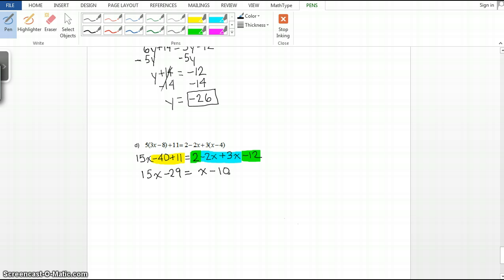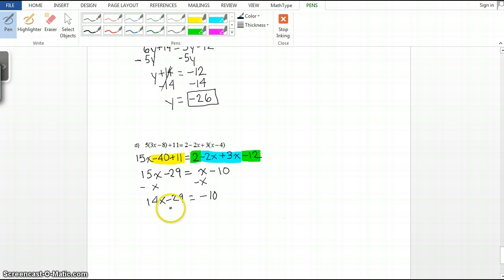Alright, now, we're kind of in the same boat that we were in that previous example. Variable term, constant term, variable term, constant term. So what you want to do is move your variables to one side, and it doesn't matter which side you want to move those variables to. Makes no difference. I'll move it to the left-hand side, so 15x minus x is 14x. My negative 29 is still there. On the right, look, my x is canceled, and I've got a negative 10.